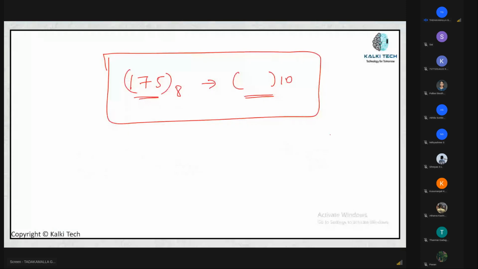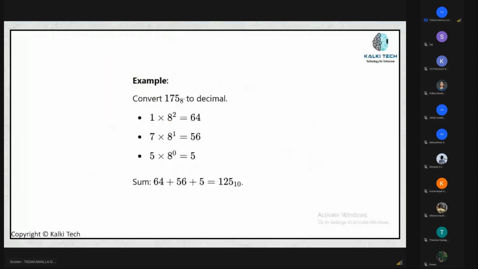So how to convert it? Simple, same. Take the weights of each digit: 5 into 8 power 0, 7 into 8 power 1, and 1 into 8 square. 64 plus 56 plus 5 is nothing but 125 to the base 10. So is it clear? Is it clear for everyone? Shall we move forward?